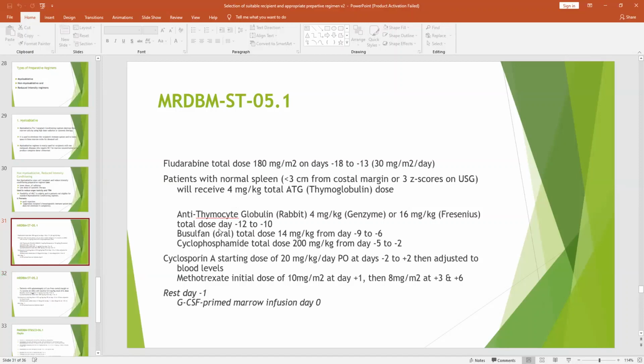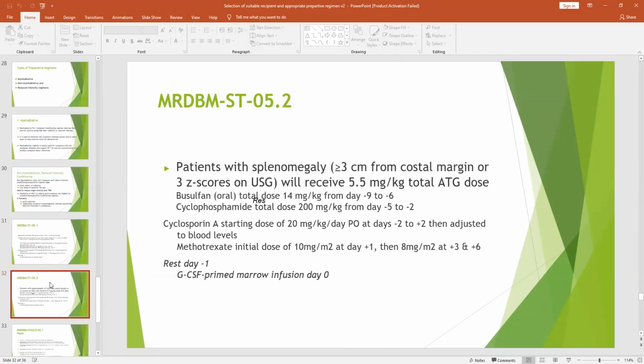ATG and then fludarabine, ATG, busulfan, cyclophosphamide, cyclosporine, and methotrexate and folinic acid. The difference between 05.1 and 05.2 is that in this case it is used in the high risk or those having a Z score of more than 3, and ATG is used at 5.5 mg per kg total dose, and the remaining, like fludarabine, busulfan, and cyclophosphamide, are the same.